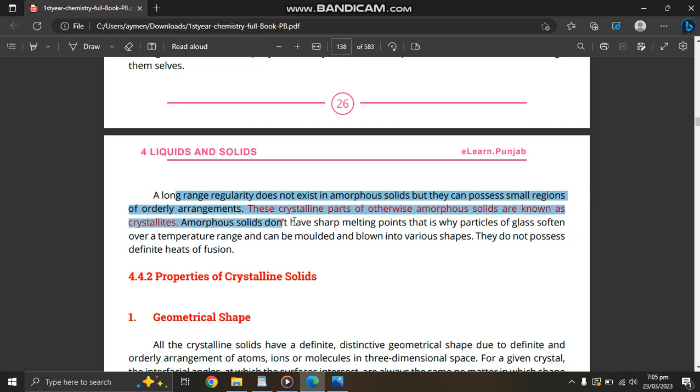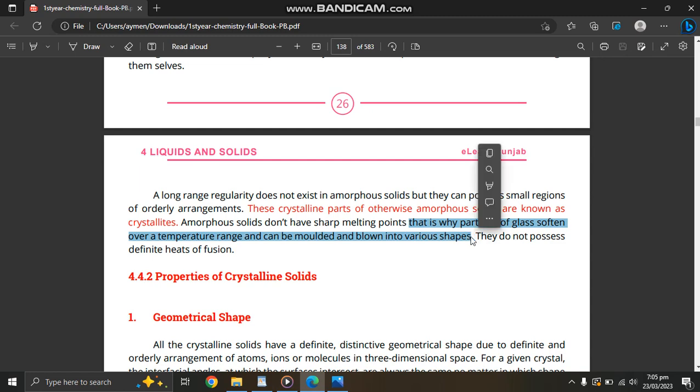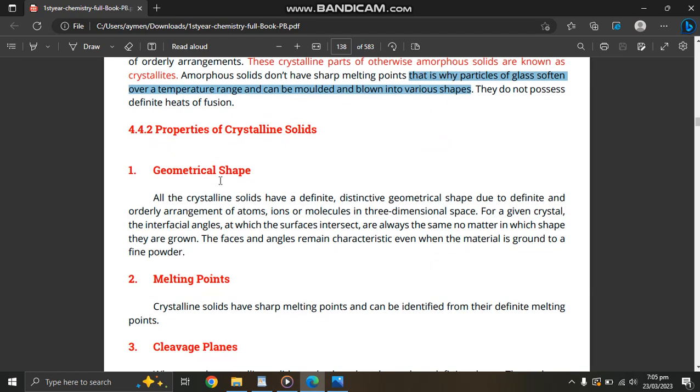Amorphous solids do not have sharp melting points, and that is the way the particles of the glass soften over a temperature range and can be molded and blown into various shapes. They do not possess definite heats of fusion.